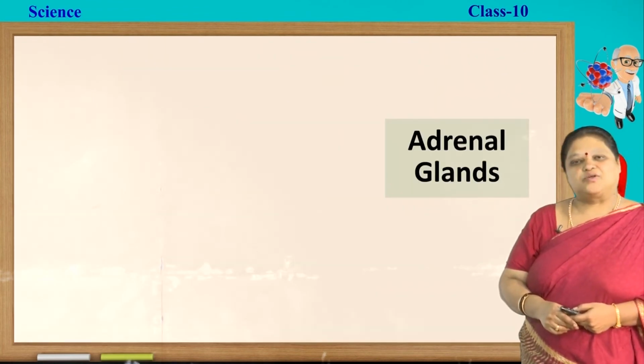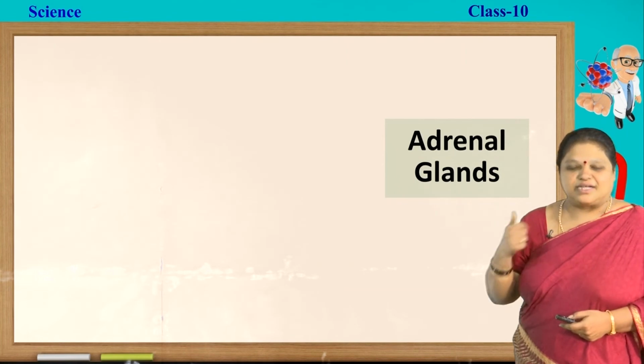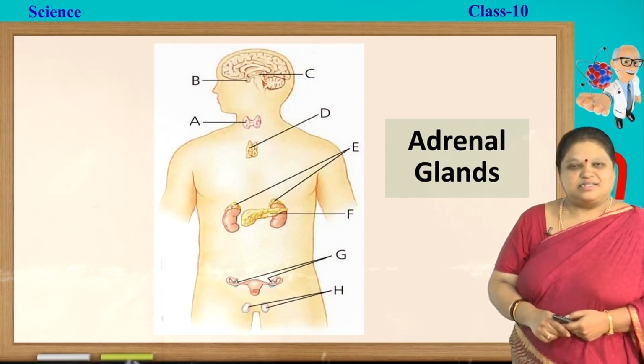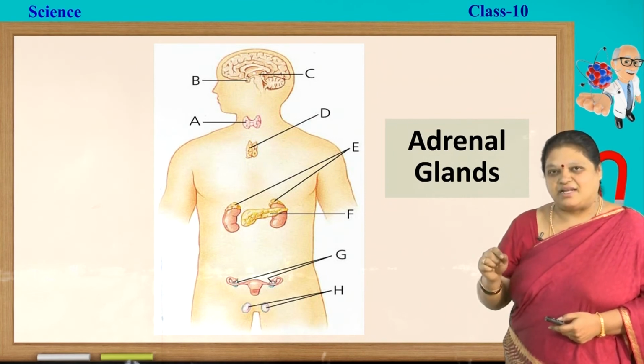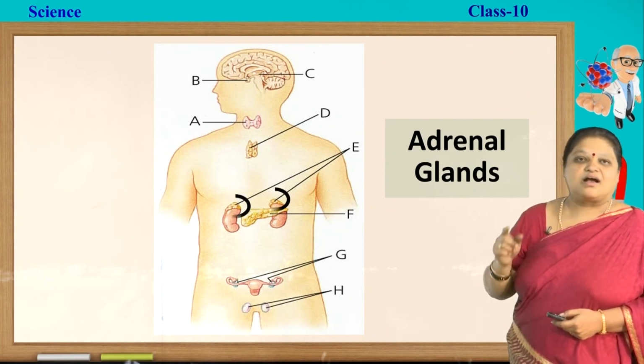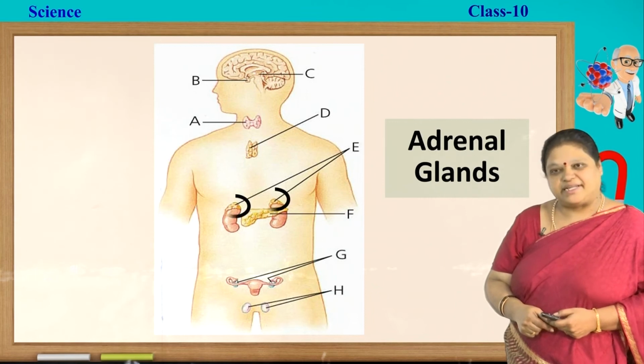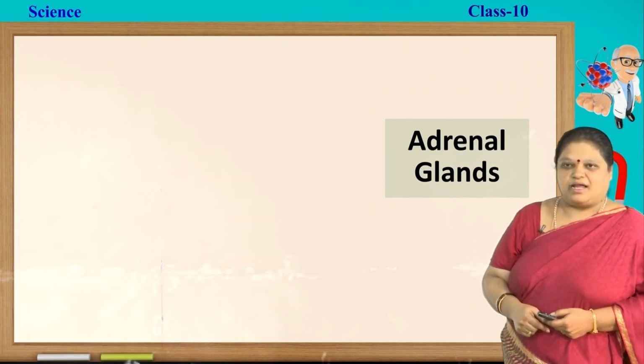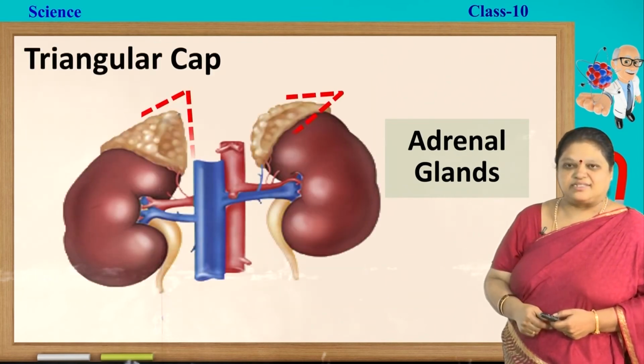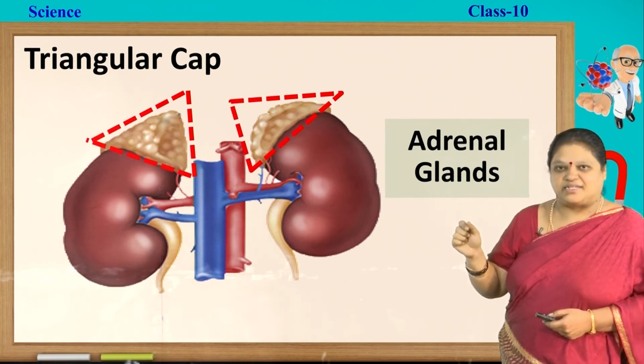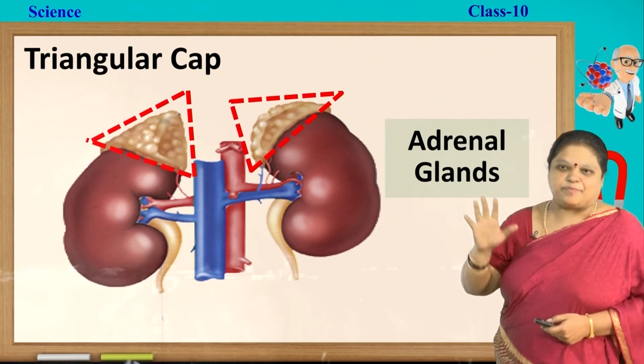Next we will go to another important gland, that is the adrenal gland. These adrenal glands, as the name itself suggests, renal means kidney, ad means above. Above the kidney it is present, and if you look in this picture you can see they are present as triangular cap-like structures.